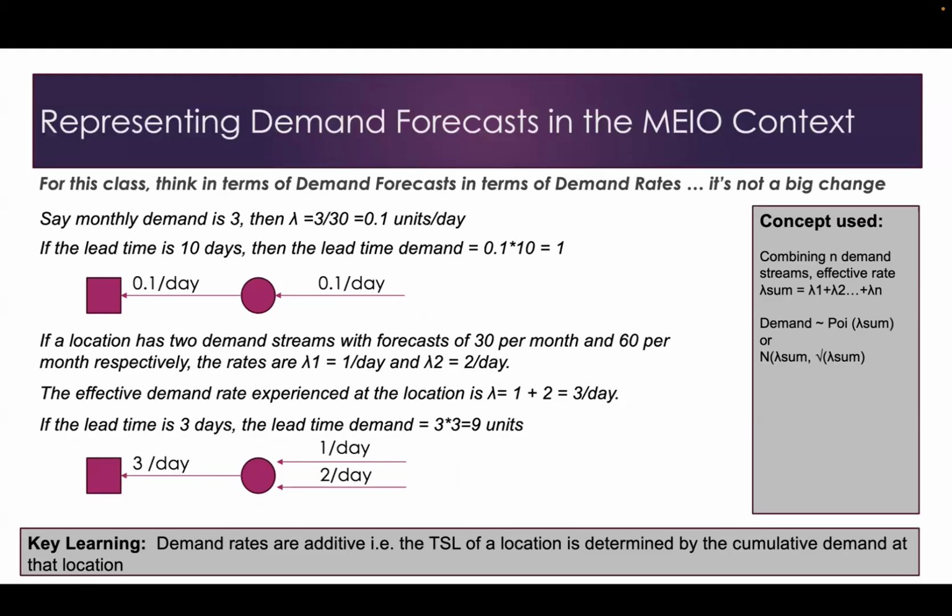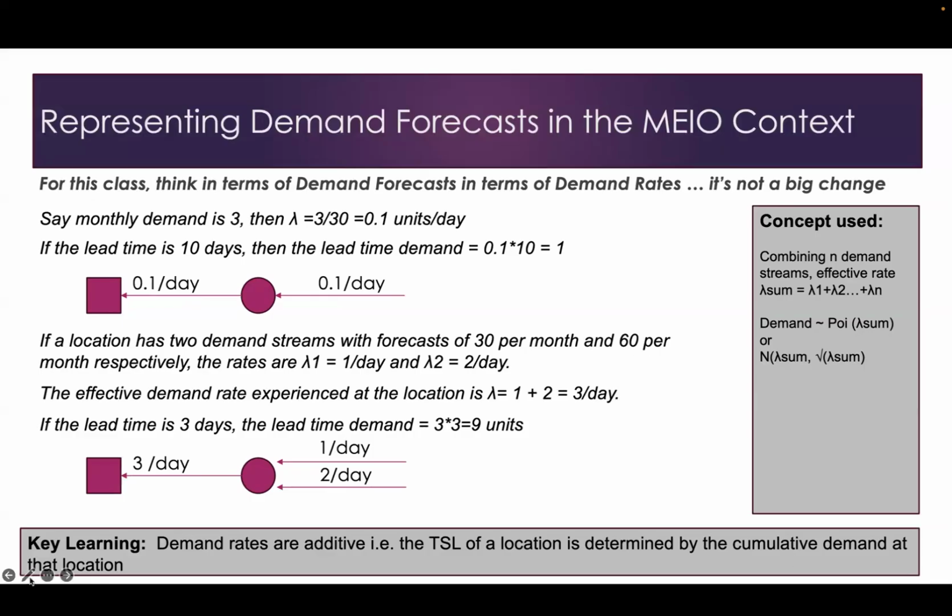Okay. So this is not a big change. Instead of talking about demand forecast, we're talking about demand rate. So if your monthly demand is 3, and we assume a month has 30 days, then lambda is 3 divided by 30, 0.1 units per day. Not really a big deal. If your lead time is 10 days, then immediately we can say the lead time demand is 0.1 times 10. So it's 1 per day. Not really a big deal.